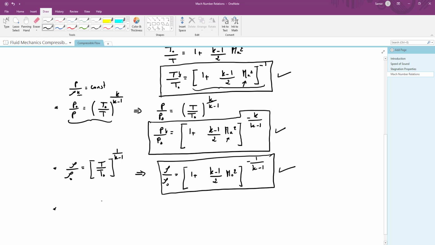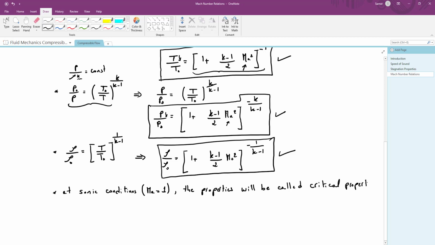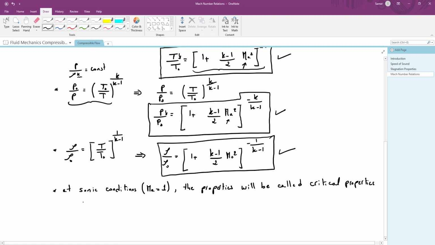Now there is a special condition when the ideal gas reaches a Mach number equal to 1. We call it the sonic condition. So at sonic conditions, meaning when the Mach number equals 1, the properties of the fluid will be called critical properties. To distinguish critical properties from properties at other conditions, we use a superscript next to the property. We put this asterisk, or star.